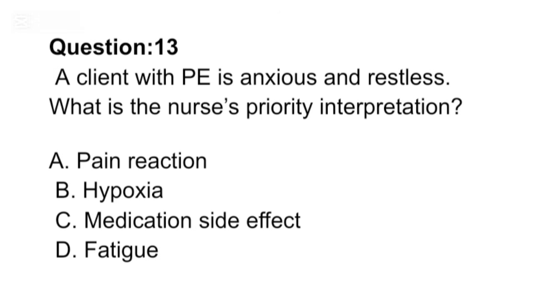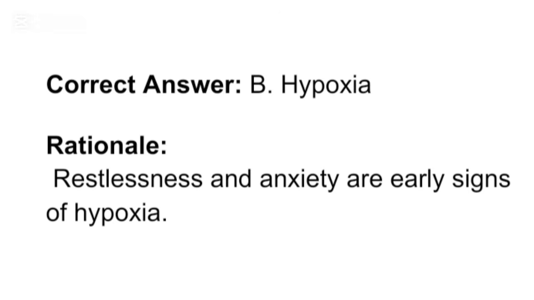Question 13. A client with PE is anxious and restless. What is the nurse's priority interpretation? A. Pain reaction. B. Hypoxia. C. Medication side effect. D. Fatigue. Correct answer, B. Hypoxia. Rationale. Restlessness and anxiety are early signs of hypoxia.